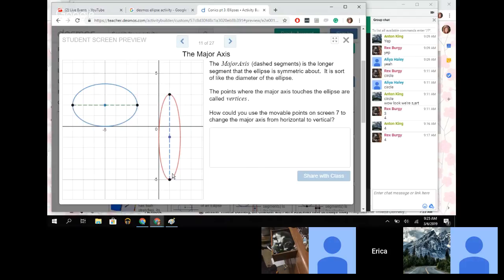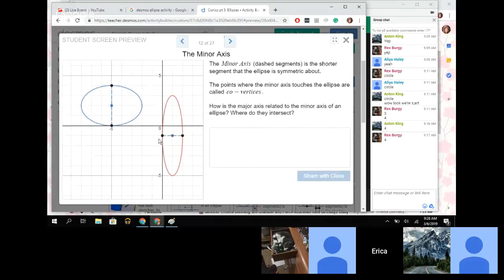We can also have a vertical ellipse, and this blue dashed line is the major axis. These two points right here are the vertices. Sorry, I said it wrong, the vertical ellipse. Okay, so that's the major axis. The minor axis is the one that is basically not the major axis.